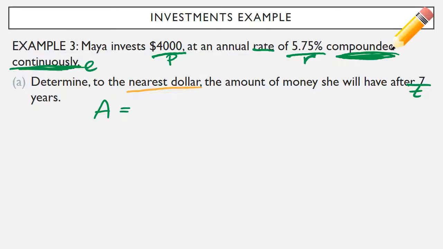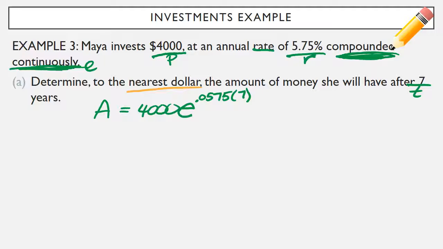This variable doesn't matter. It can be Y, A. You could write out money. I mean, it doesn't matter. It's your ending amount. I'm starting off with a principal amount of $4,000, base e to the 0.0575 times 7. So my rate times my time. So this is really just a drill and kill type problem, meaning you're just going to plug it into the calculator and see what spits out.